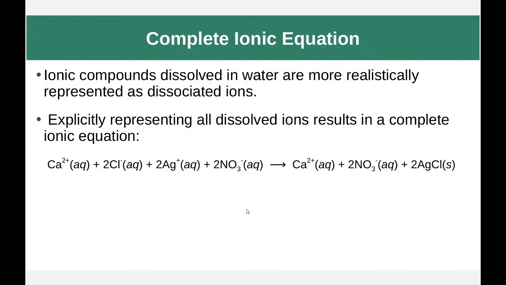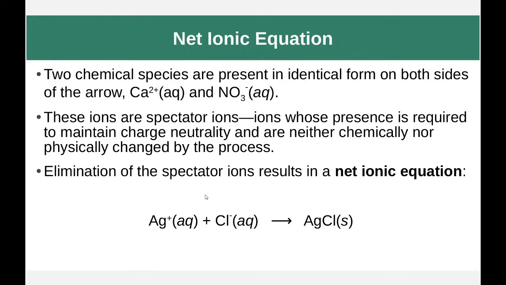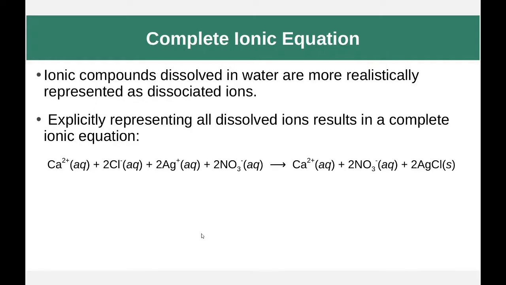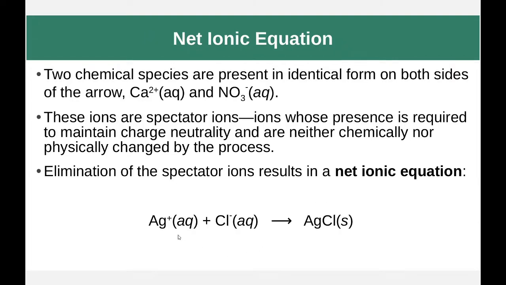So in order to represent only the changes that happen, we introduce the net ionic equation. In this scenario, we're going to get rid of those species that didn't participate in the reaction. They're called our spectator ions. We're instead only going to focus on the ones that change. So what was a really long equation will simplify down to just silver combining with the chloride to form silver chloride.